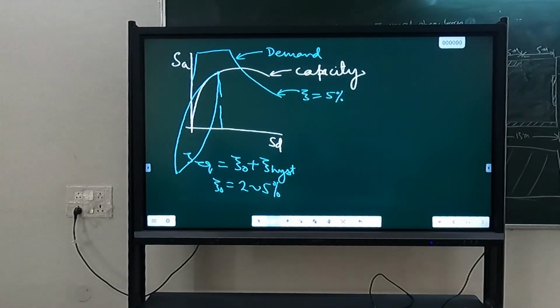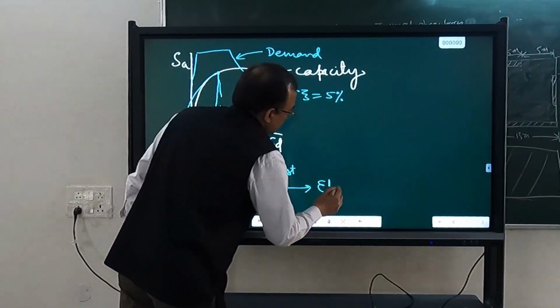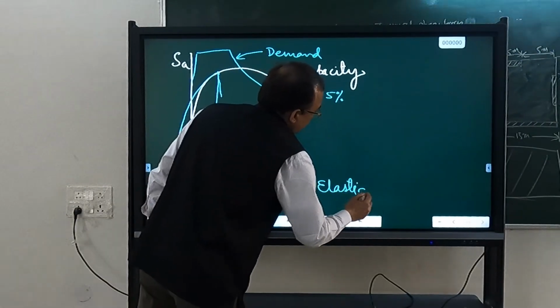Yes, sir. How much is that damping? What is the order of that damping? What you have studied in your theory of vibration class. In theory of vibration class, you have studied only linear elastic system, vibrations of linear elastic system, and every system you were considering damping. Okay, so this 5% damping which you are considering, this is elastic damping.